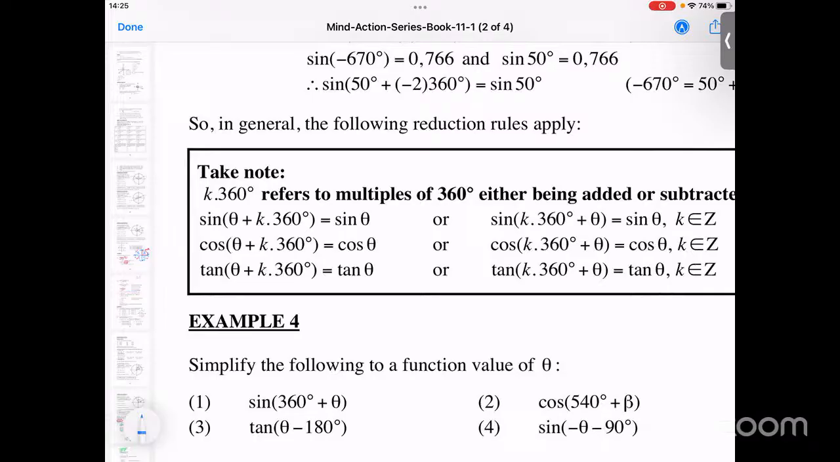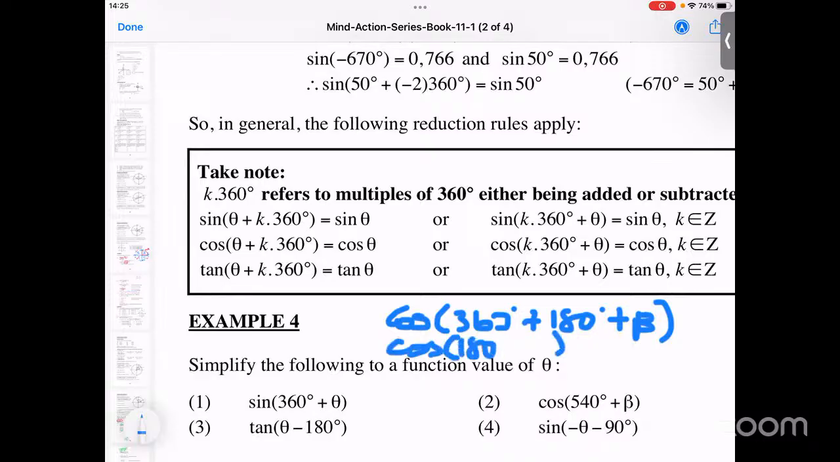It'll be cos, and then it'll be bracket 360 plus 180 plus theta, and then I'll take 360 plus, and then in the 180 next plus. And then the next one, I would be saying cos 180 plus beta. Okay, no, then it's fine.